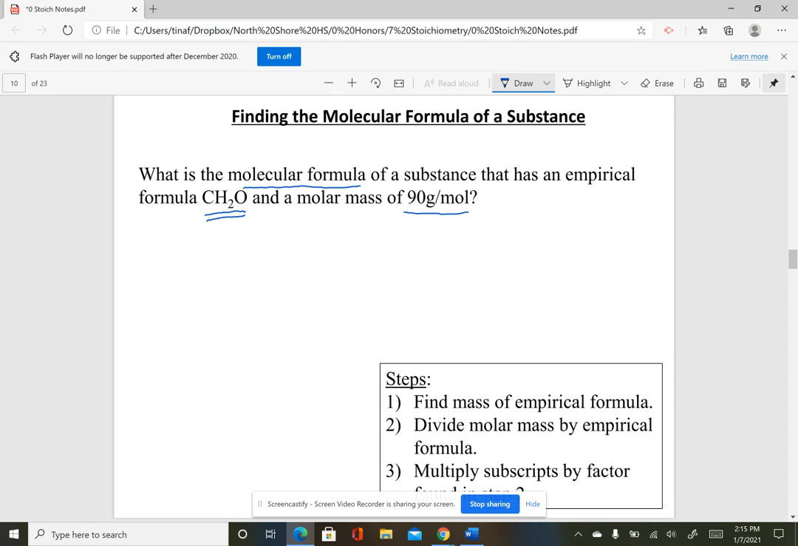My first step here is to find the mass of the empirical formula. So carbon is 12, 2 hydrogens is 2, oxygen is 16. When I add that up, I get 30. Now you want to ask, how many of these little empirical formulas fit into my whole molecule? So I want to divide. How many times does 30 go into 90? And I get 3.